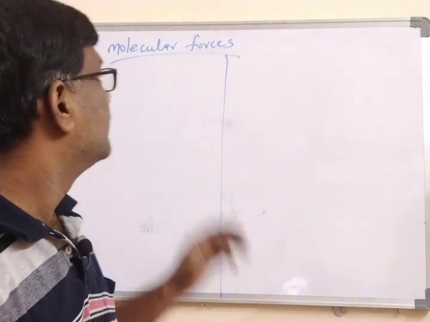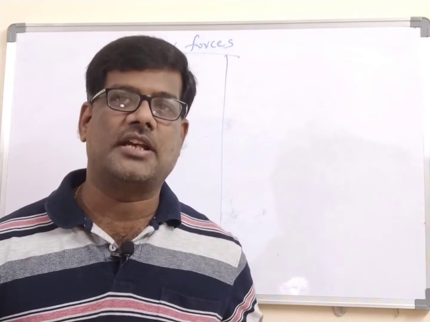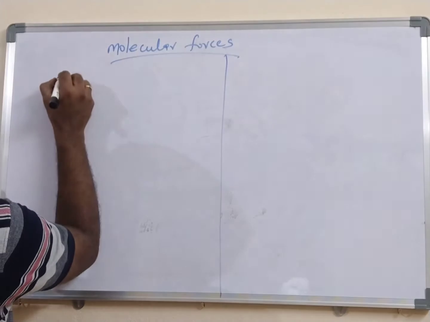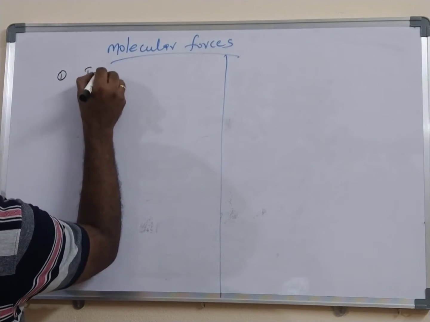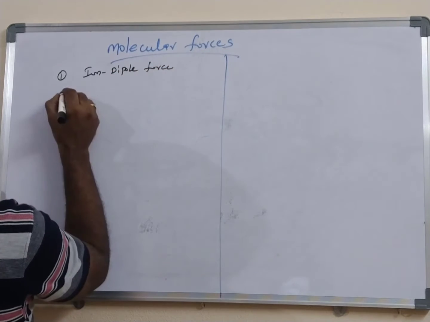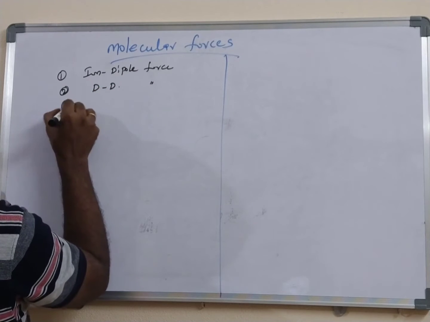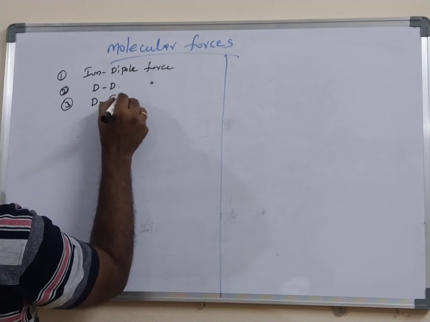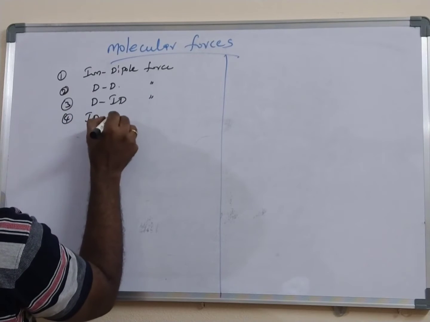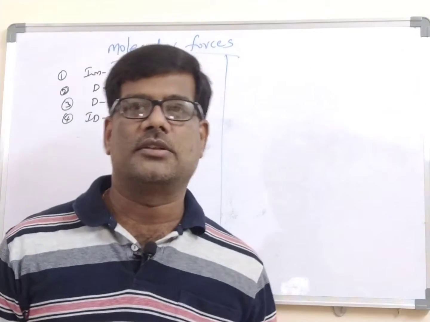Today my topic is molecular forces. So how many types of molecular forces do we have? We have four types of molecular forces. Number one, ion dipole force. Number two is the dipole force. Number three is dipole induced dipole force. Fourth one is the induced dipole force. Here we have four types of molecular forces.